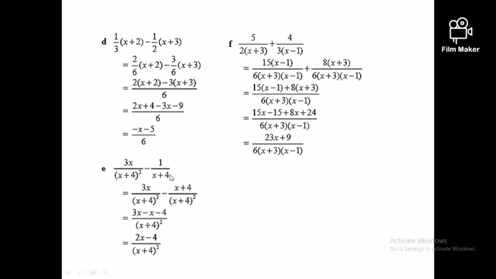Then if you cover x plus 4 from the common denominator x plus 4 squared, another x plus 4 remains. Therefore, multiply 1 with x plus 4, that is x plus 4. So if you simplify, 3x minus x is 2x, minus 4, divided by x plus 4 squared is the final answer, right? Let's move on to question number F, right?